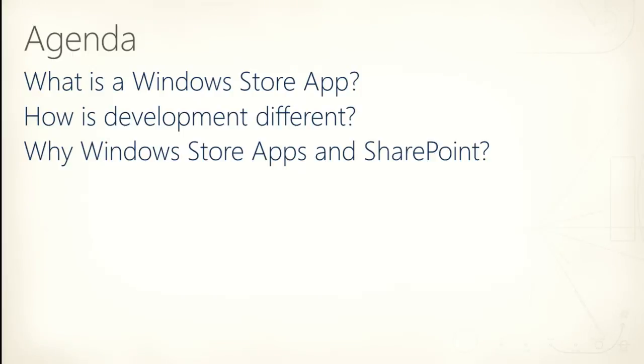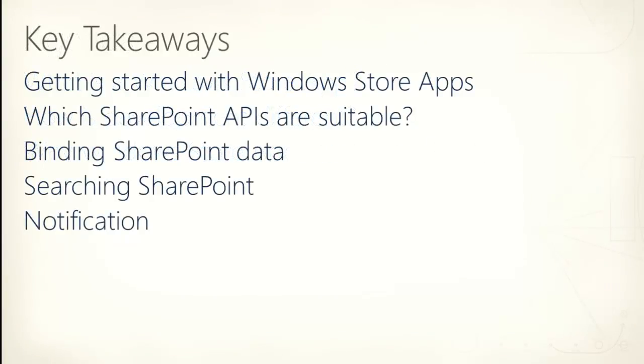So, what are we going to take away from this? We're going to start with the basic hello world of an app. And then you're going to learn which SharePoint APIs are suitable for working with Windows Store apps. We're going to do things like binding and search, and then we're going to talk about notifications and fun things like tiles. So all the cool new features that make up a Windows Store app, we're going to see that all today.